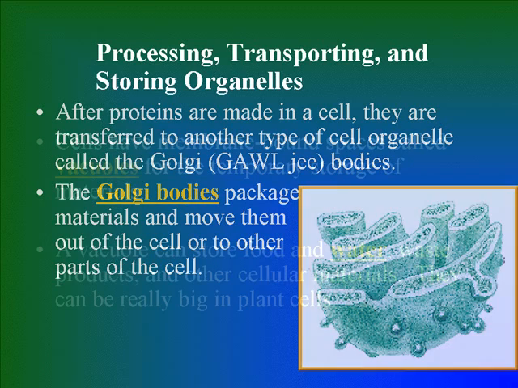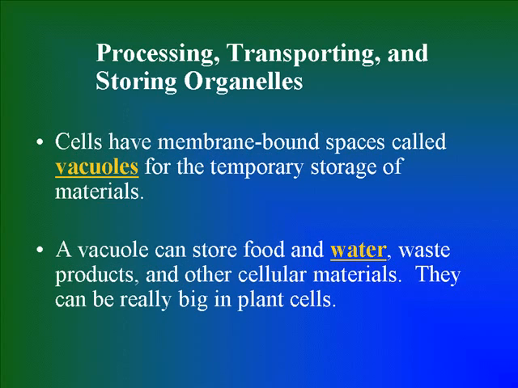Now, sometimes cells need storage spaces. The mitochondria stores the energy, but what about other things like water or proteins, things that they don't need right away? Well, it's got a storage system, and that storage system is called a vacuole. A vacuole is basically a bubble inside the cytoplasm that's just open for storing anything that the cell needs temporarily.